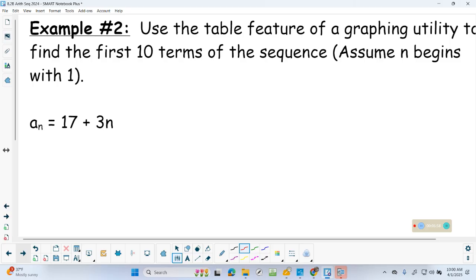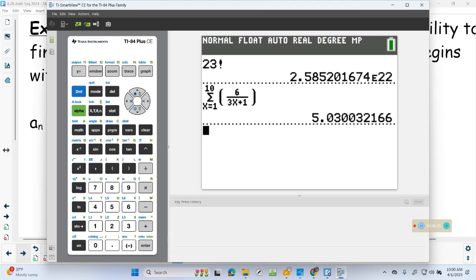Okay, so this is review. I've been putting some review stuff in here from before spring break because it's easy to forget stuff. Use the table feature of your graphing calculator to do the first 10 terms. Assume n begins with 1. Now, could you put 1 in for n, 2 in for n, 3 in for n, 4, all the way to 10? Sure, yeah. That seems like a lot of work. Who wants to do that?